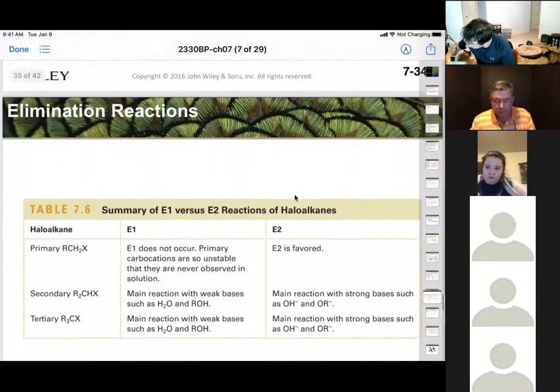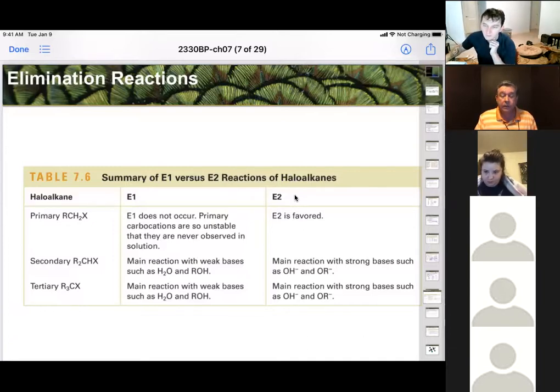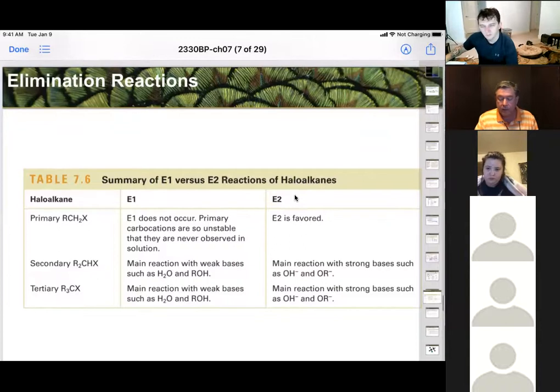Okay, so in general, primary alkyl halides do not undergo E1. Why? If the first step in E1 is forming a carbocation, primary carbocations are not very good. So we're not going to do an E1 in a primary alkyl halide. That means that we must go with E2, which means we have to have the hydrogen being pulled off at the same time the halogen is leaving.